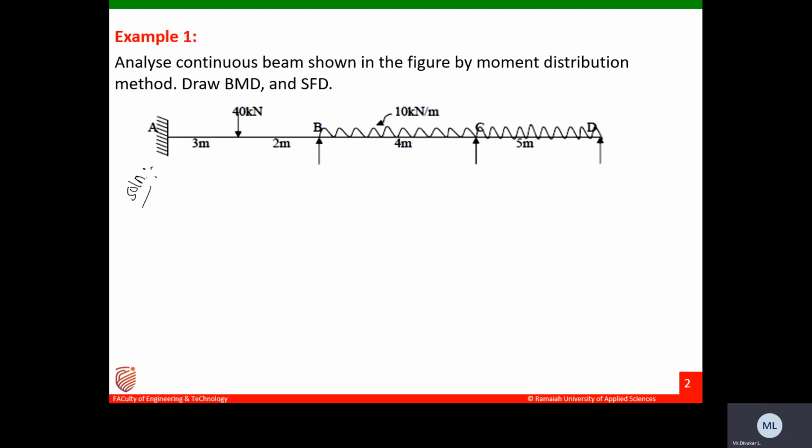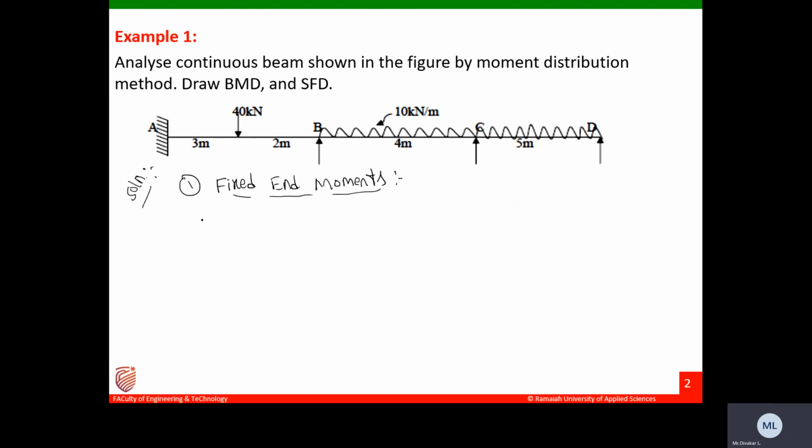Now by using these standard cases, find out the fixed end moments for the same. Let us find them one by one. In the moment distribution method, our first step is to calculate the fixed end moments.